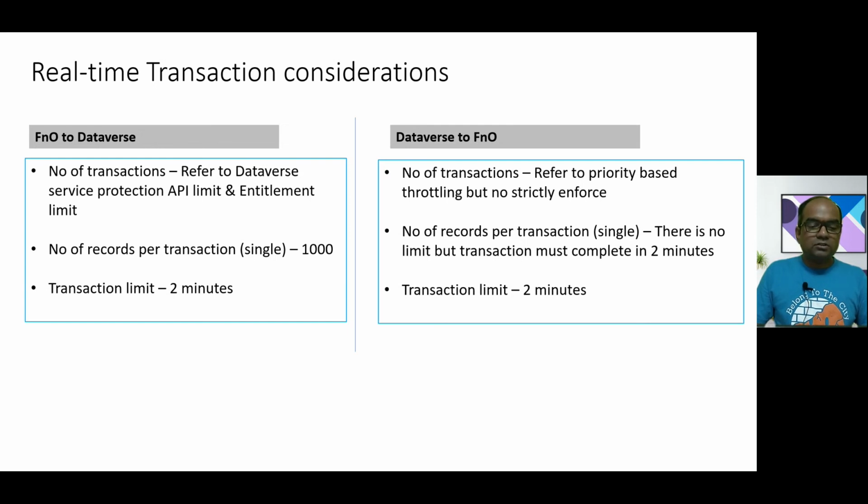So again, just a quick recap. If you have a data flow from FNO to Dataverse, there is a limit on the number of records per transaction, defined based on the Dataverse service protection API limit and the entitlement limit. The maximum is 1,000 records, as I mentioned earlier with sales order or purchase order lines, and there is also a transaction limit of 2 minutes. However, from Dataverse to FNO, there is no limit in terms of number of records per transaction. Still, it is always advisable to look at priority-based throttling, but it is not strictly enforced.